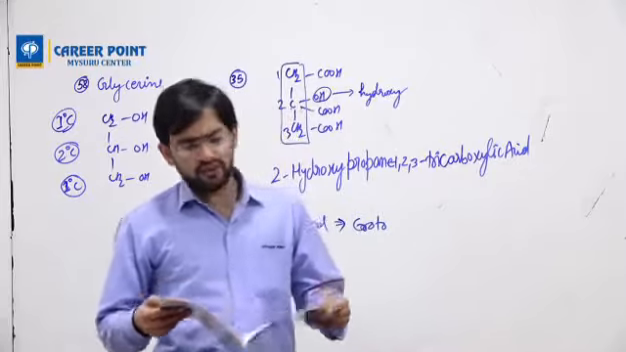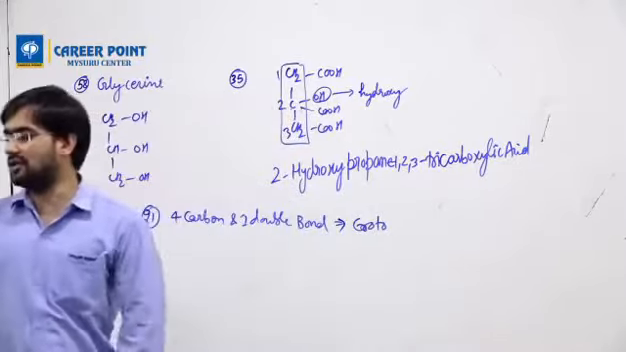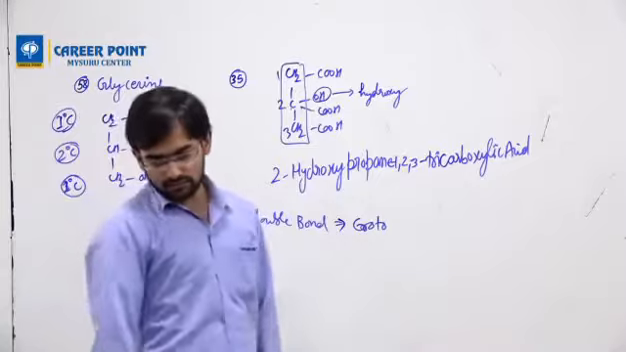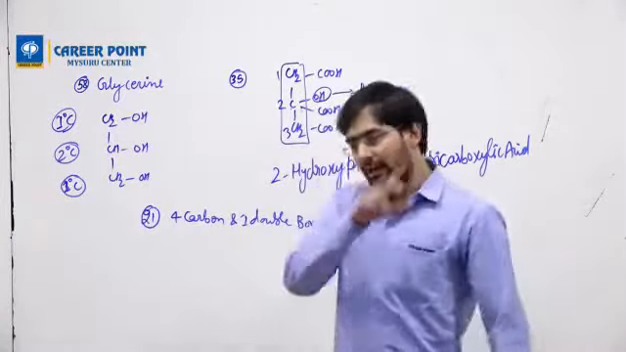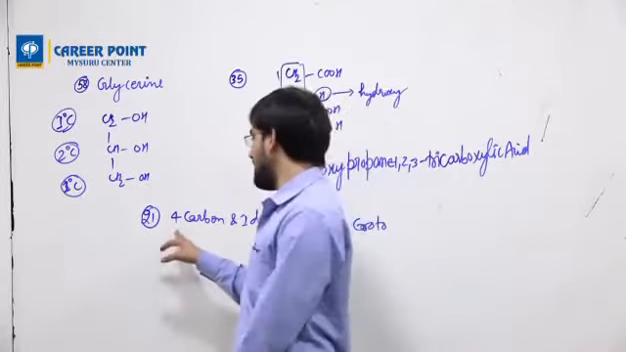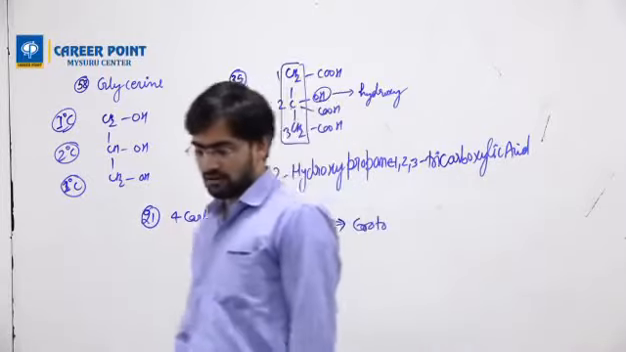The structure of acrolein. Acrolein is 3 carbon, 1 double bond. Croto is 4 carbon, 1 double bond. Acryl, ACR, is 3 carbon, 1 double bond.